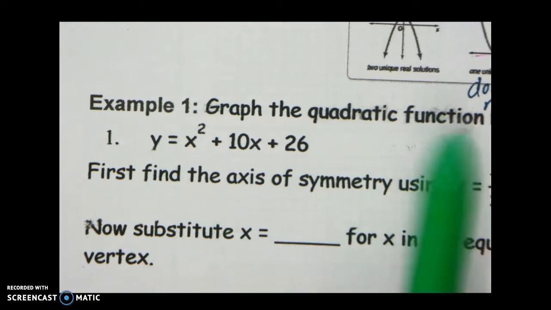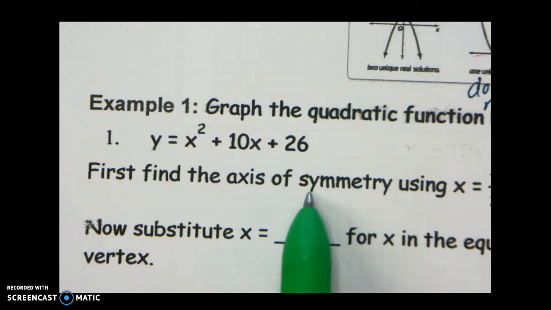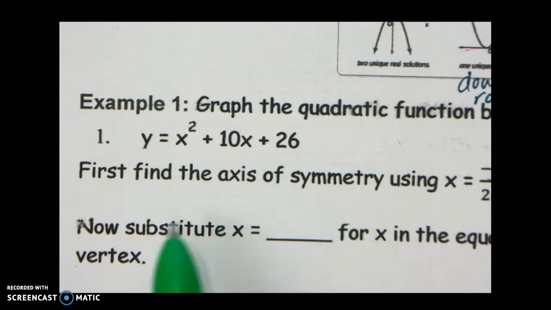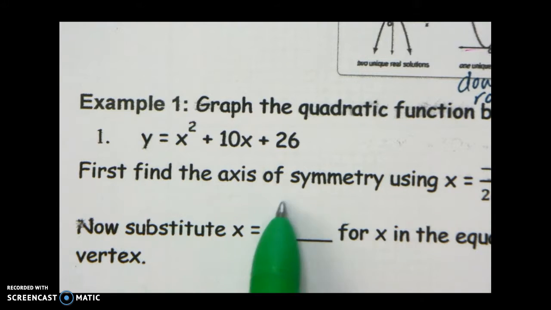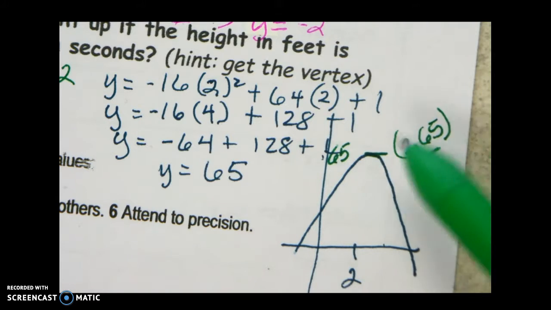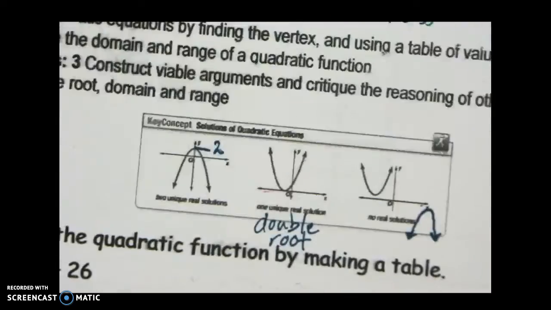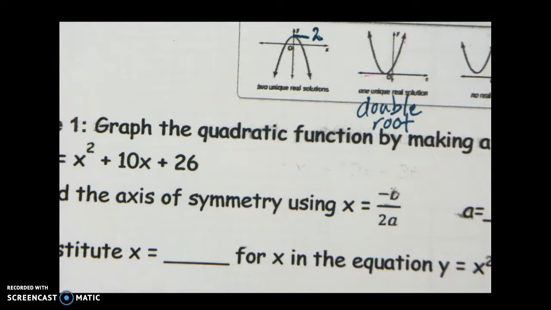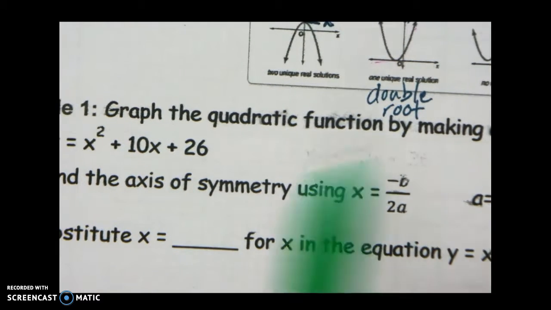Okay, now what we're going to be doing is graphing by using a table of values. All right, so this is example 1. First thing we have to do is graph by making the table. So first thing, find the axis of symmetry. It's very important that we use the right x values when we create a table of values, because we want to see what is happening around the center of the equation. So we have to know where the vertex is. We don't just guess and say, okay, I'm just going to use -1, 0, 1, and 2. No, we figure out what the vertex is.